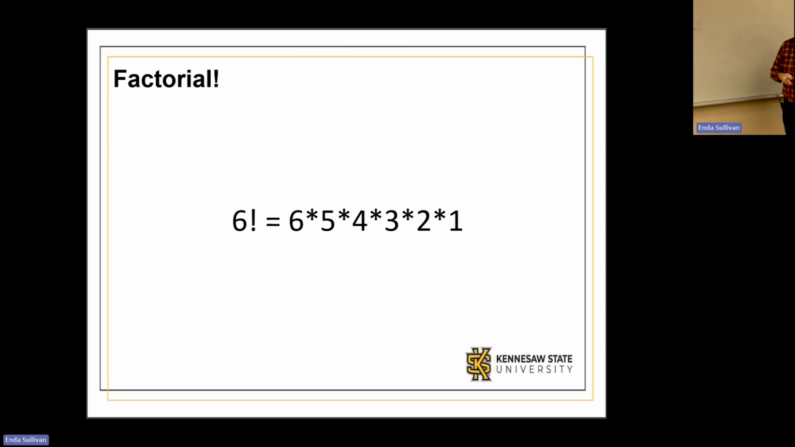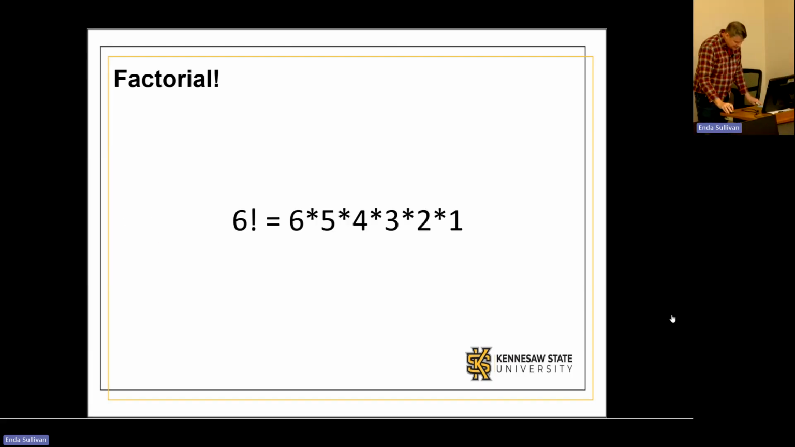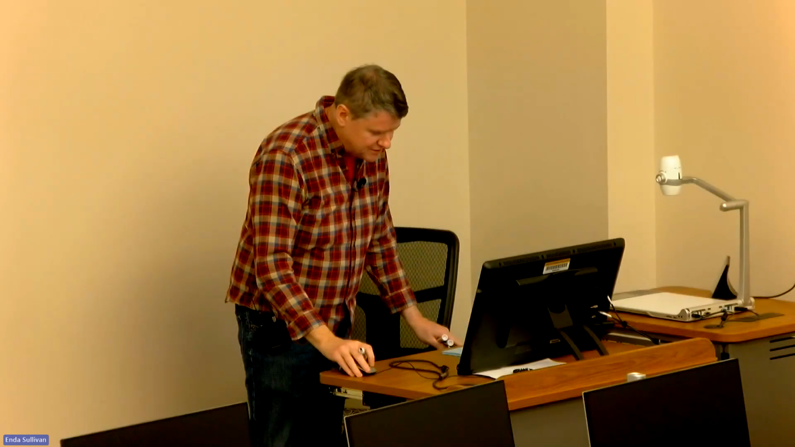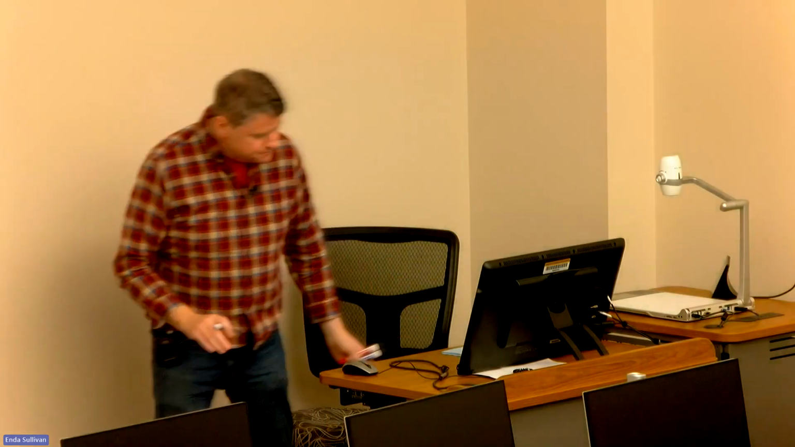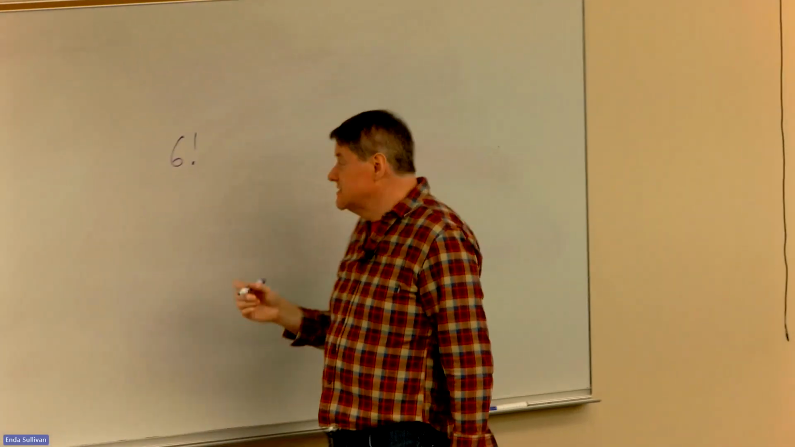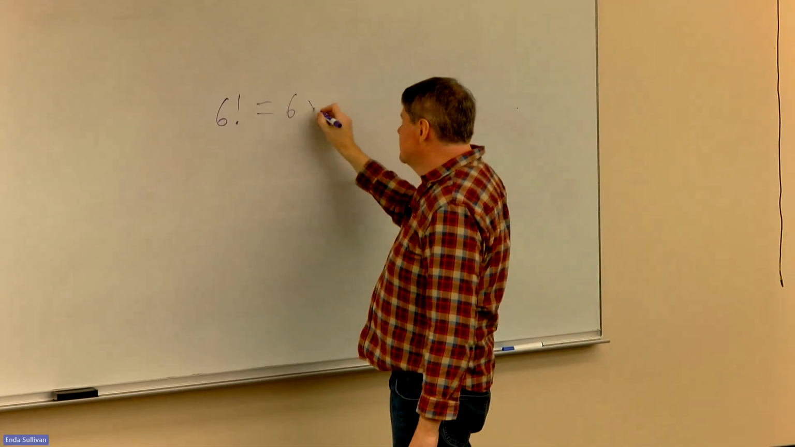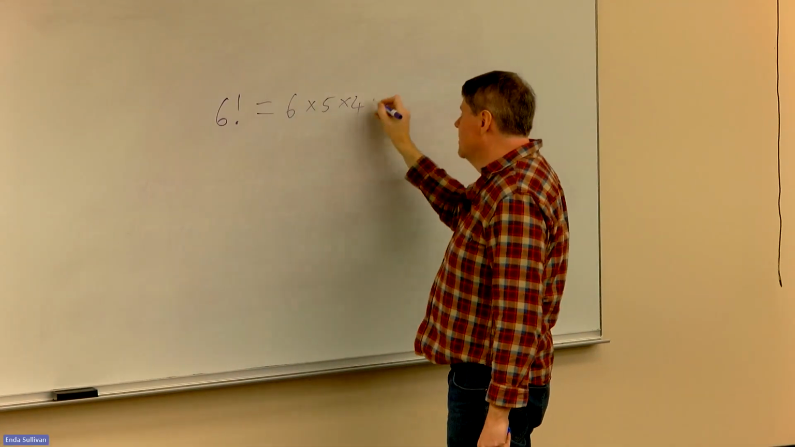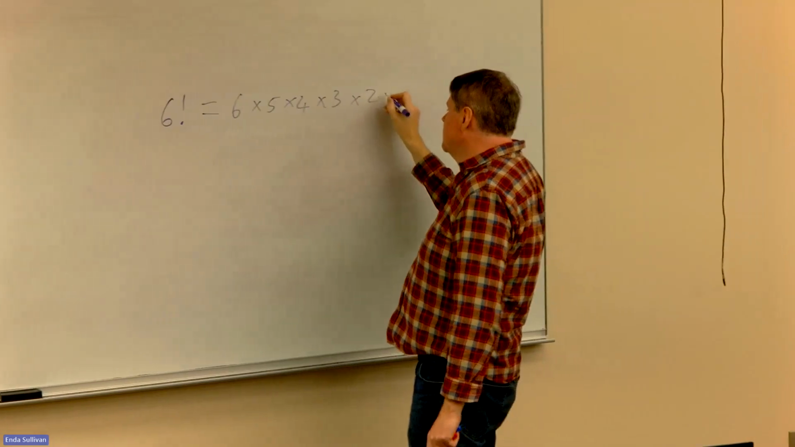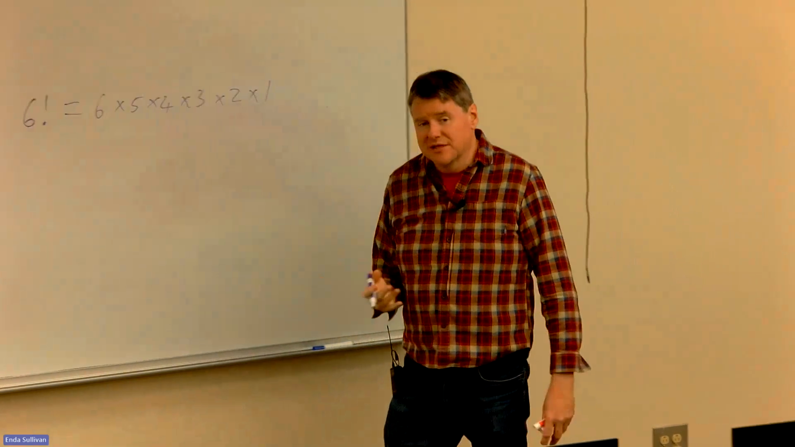I'm actually just going to do this on the board for a while. I'm going to go ahead and kill the PowerPoint presentation just so that it's a little bit clearer for a second here. All right, so 6 factorial mathematically is equal to 6 times 5 times 4 times 3 times 2 times 1. That's how you calculate a factorial.